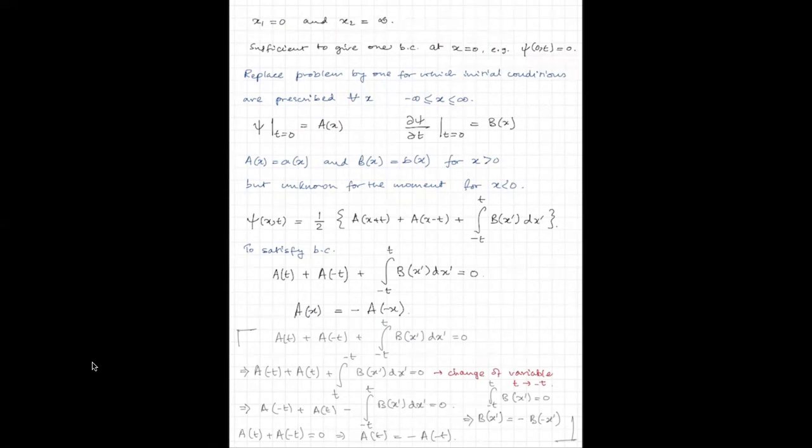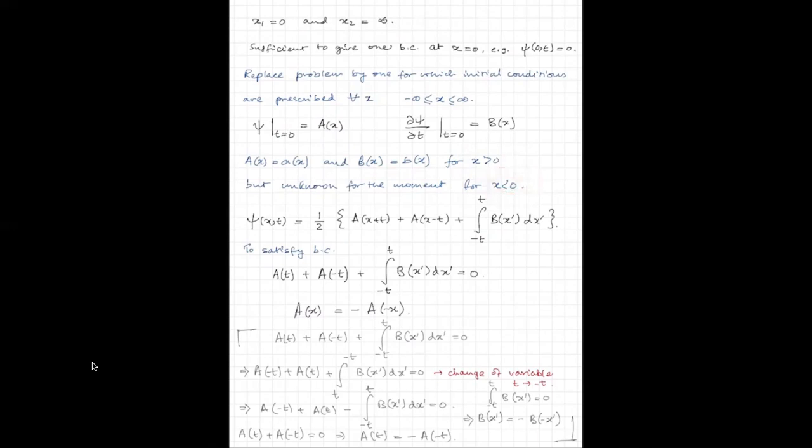So what are we going to do for this? We replace the problem by one for which the initial conditions are prescribed for all space. So psi at t equal to 0 is A of x, and del t psi at t equal to 0 is B of x. And so we know that big A is equal to small a of x, the one we had earlier, and big B is equal to small b of x for x greater than 0. But we do not know things at x less than 0.